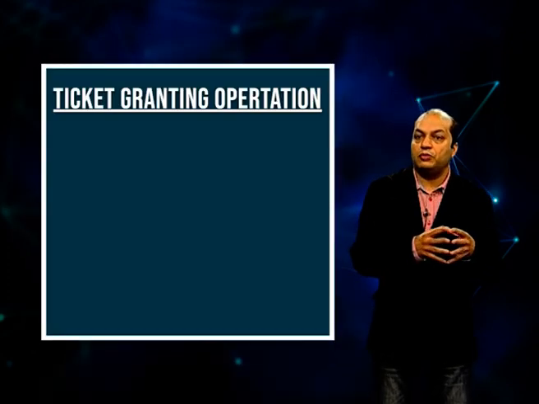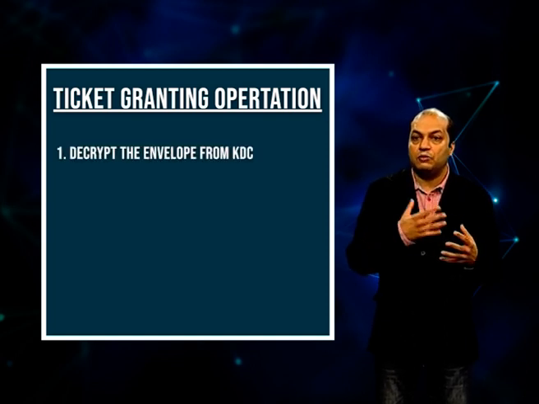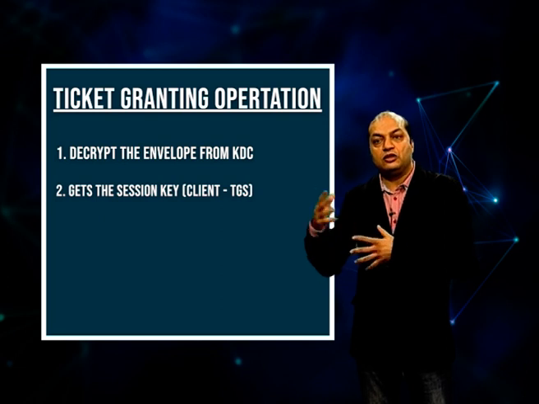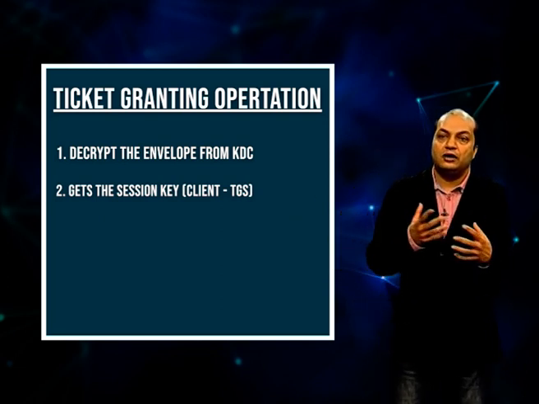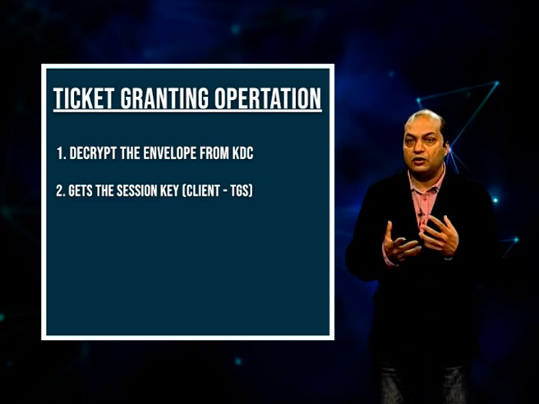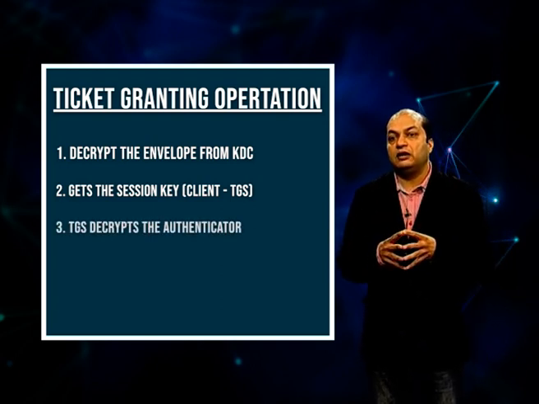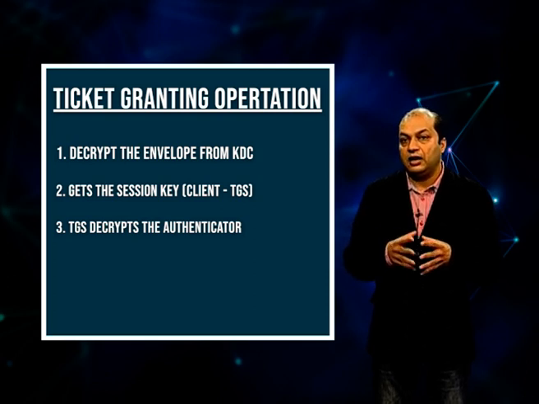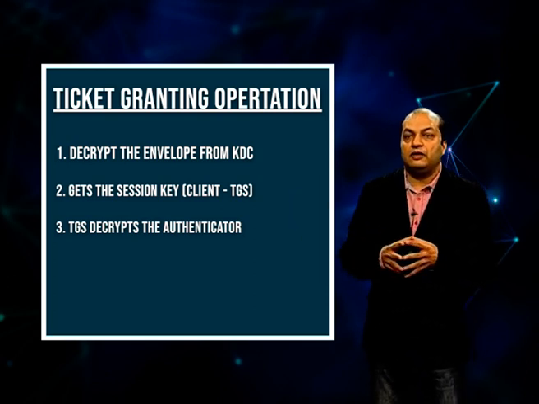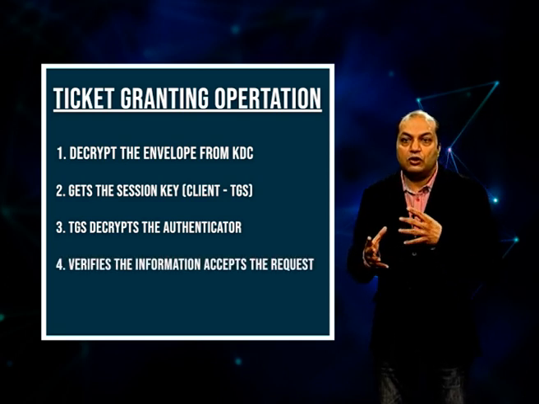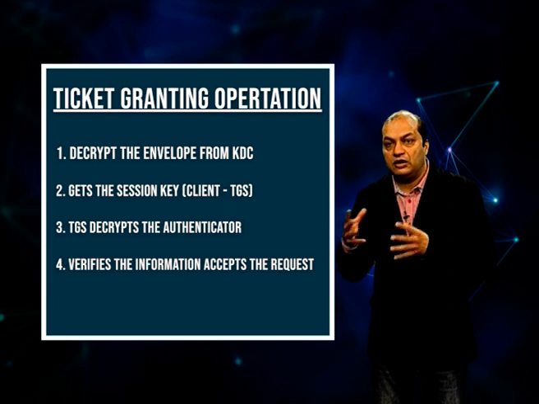It has the information about the client, the timestamp, and some other information, all encrypted with the session key. After receiving this message, the ticket granting server performs the decryption operation. The ticket granting server first decrypts the envelope which has come from the KDC, and after that it gets the session key shared between the client and the ticket granting server. Using that session key, it can further decrypt the authenticator, and then it can see whether the authenticator has all the information which is also listed in the ticket, or the first envelope.